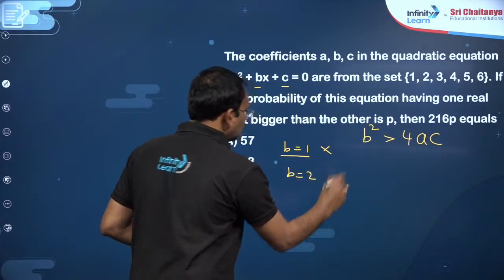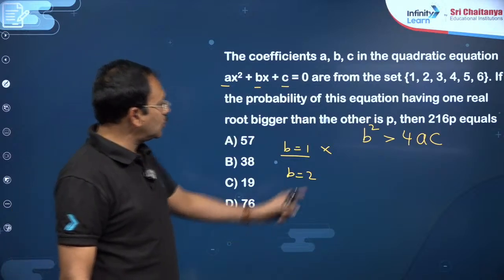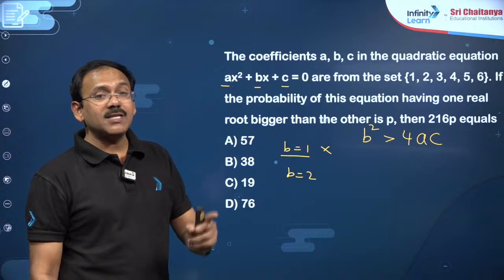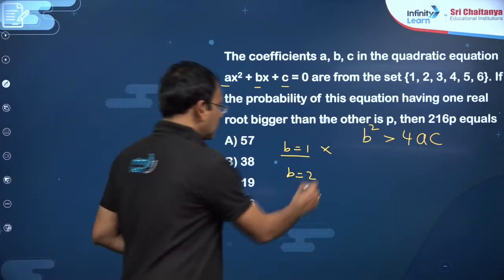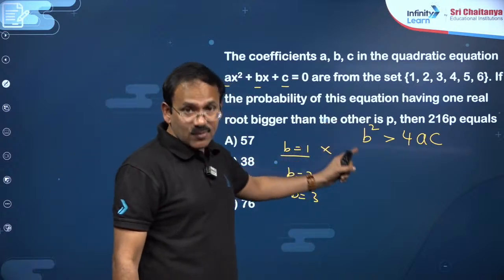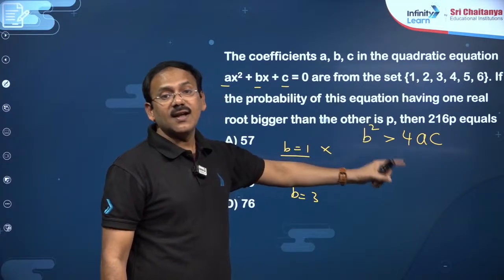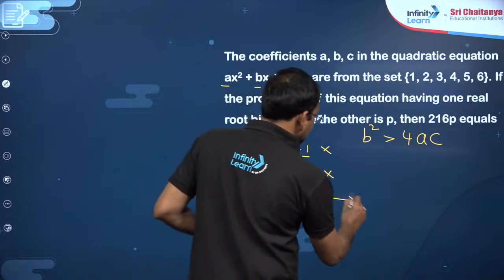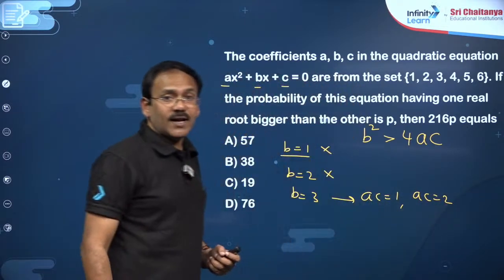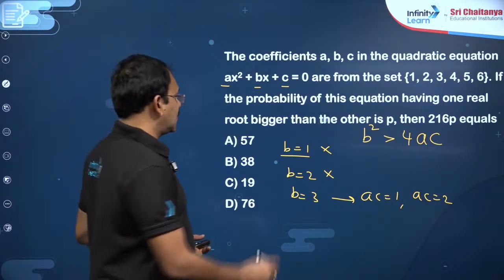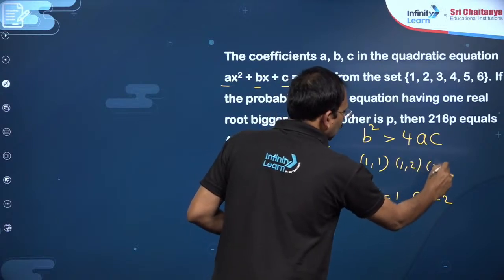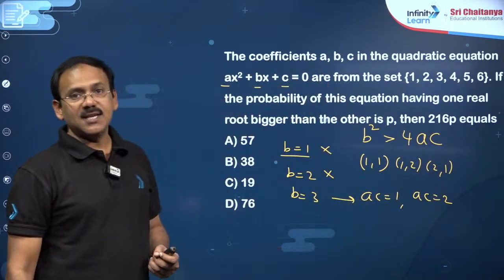Similarly, if b is equal to 2, b² is 4, and the least possible value of 4ac is also 4. I want b² strictly greater than 4ac, so this is also not possible. If you take b equal to 3, b² is 9. So ac can be 1 or 2. ac = 1 means the ordered pair (a, c) is (1,1); ac = 2 means (1,2) and (2,1). So altogether 3 possibilities here.